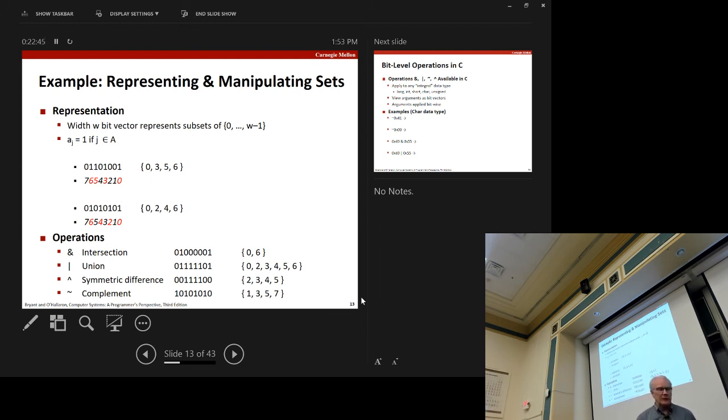So this is a very practical thing, but it's also very important in a mathematical sense. There's actually a theorem called the Stone representation theorem, due to Mr. Stone, that said there's a one-to-one mapping between an arbitrary set, which has to be countable, and a bit vector representation of that set.